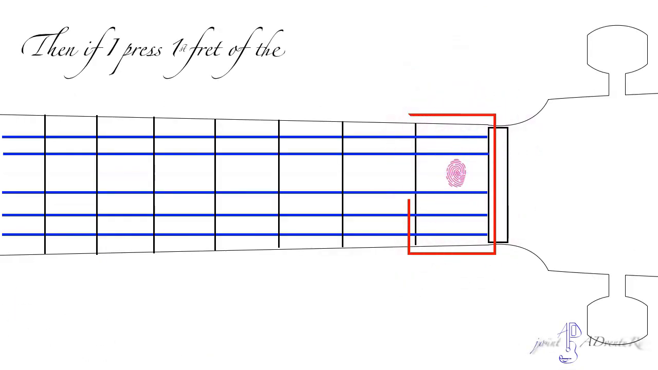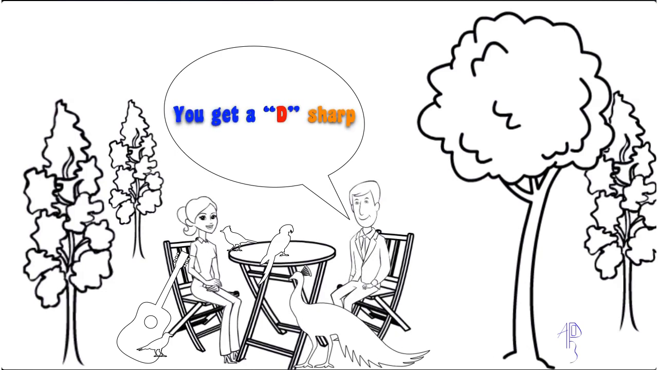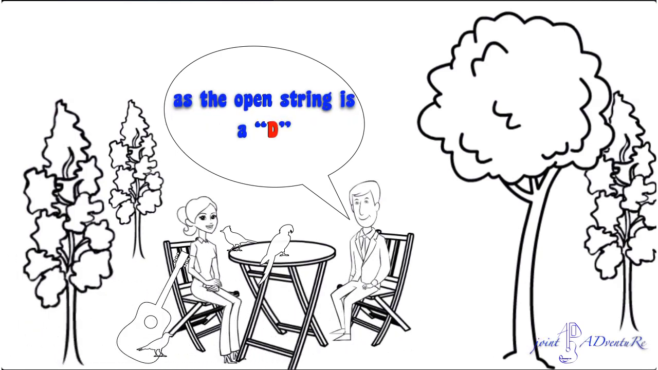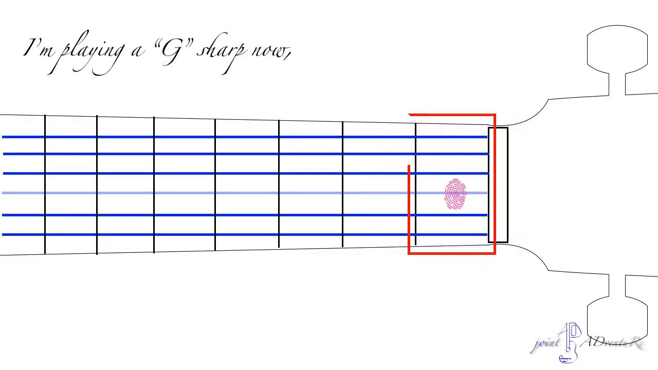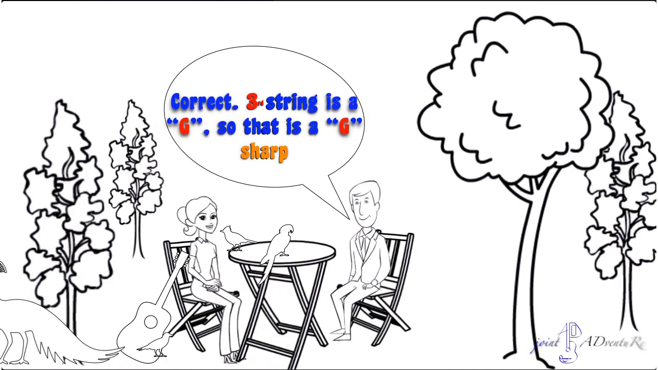Then if I press 1st fret on the 4th string, you get a D sharp, as the open string is a D. I'm playing a G sharp now, right? Correct. 3rd string is a G, so that is a G sharp.